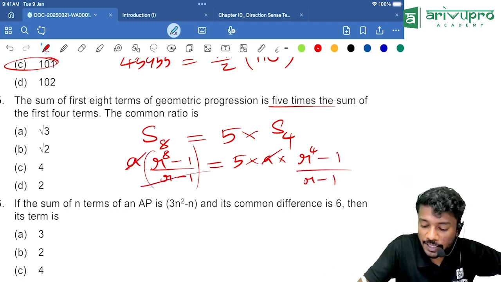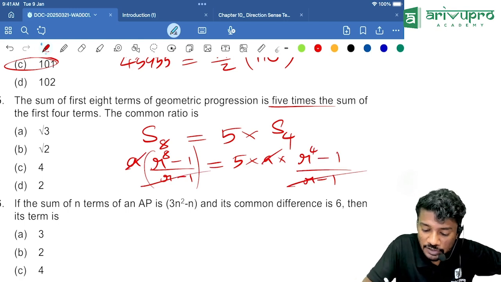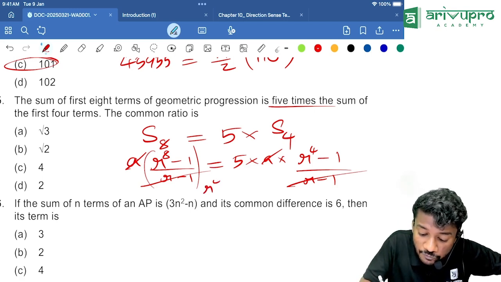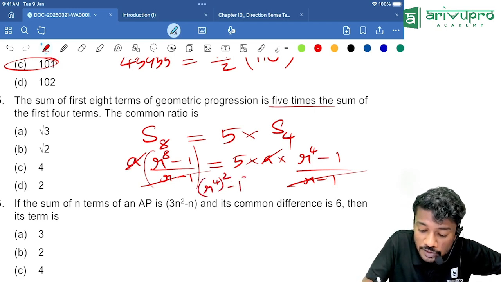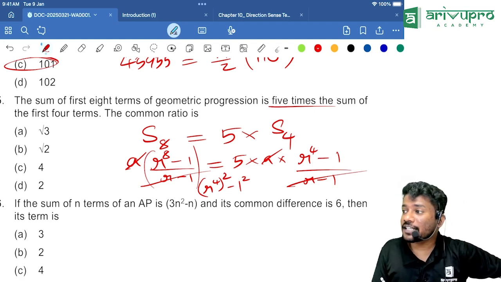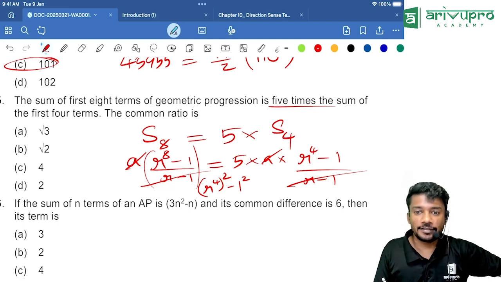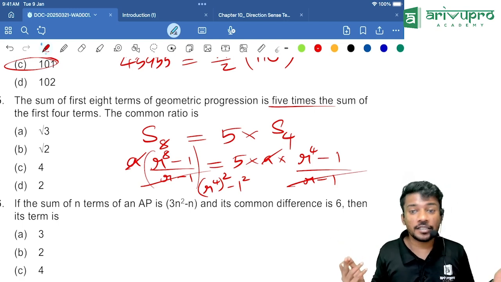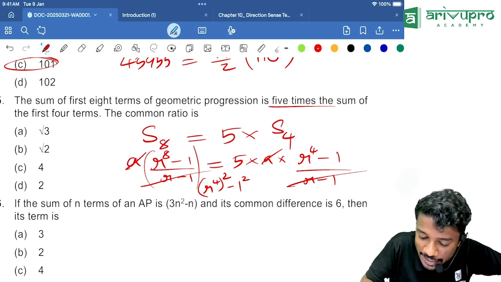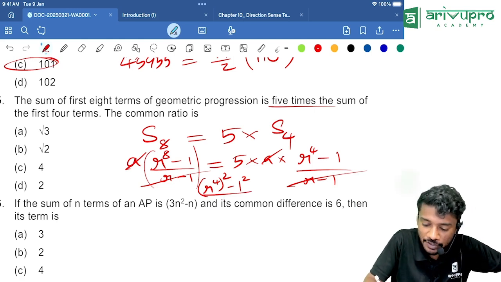A cancels, R minus 1 cancels. Then what is given over here? Can I write this R raised to 8 minus 1 as R raised to 4 square minus 1 square? Yes. Okay, it is R raised to 4, the whole square. That is R raised to 8, right? 1 square is how much? 1 itself, which divided by, can I bring that R raised to 4 minus 1 to this side? Which is equal to 5.